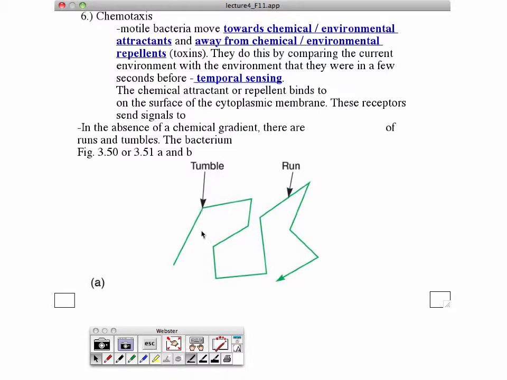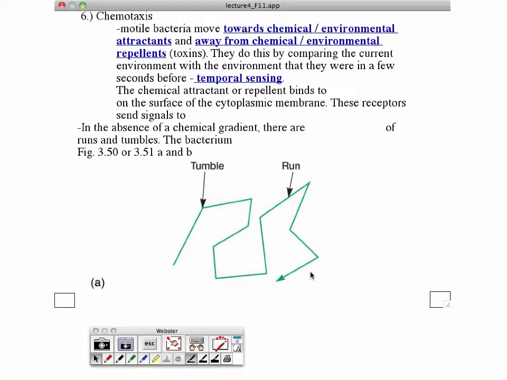So what we see down here is a constant motion of a bacterium in the absence of any repellent or attractant. So it keeps on running, keeps on tumbling. It runs, it tumbles, it runs, it tumbles. And it keeps on doing that until it starts to sense that the environment it was just in is different than the new environment it now finds itself in. So if there is no attractant and no repellent, it moves completely randomly, but it keeps on moving.